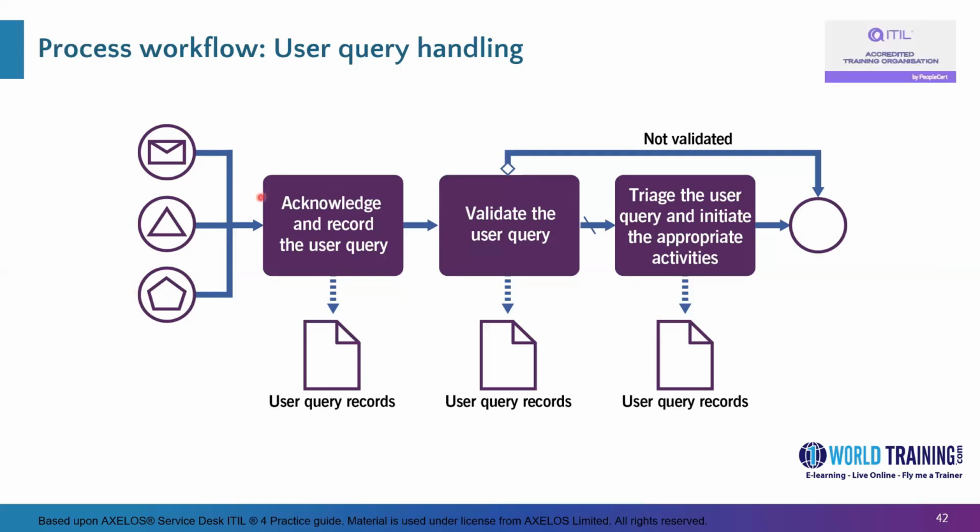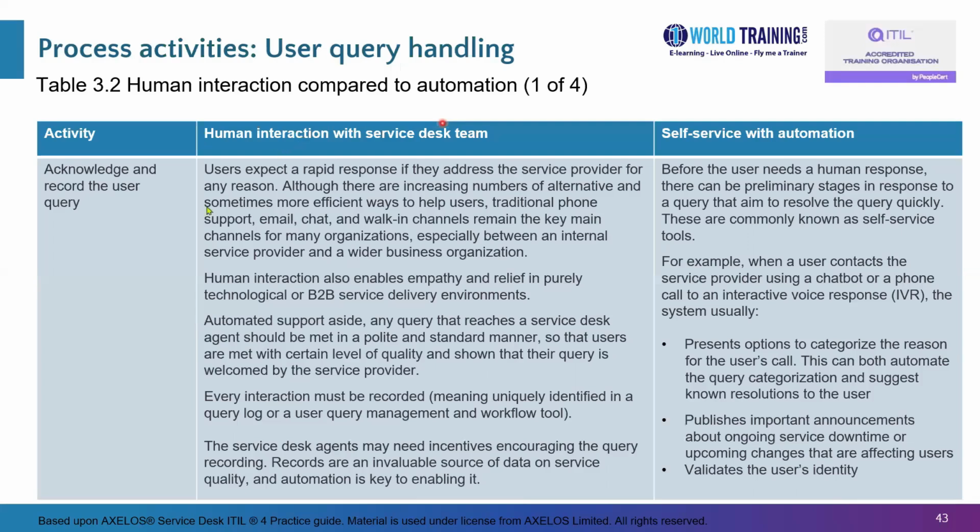So the first step is to acknowledge and record the query, where the record is created or logged. Then the query is validated. We will see what that means. If it's not possible to validate, the process ends here. Otherwise, the query is triaged, and the appropriate activities based on the query are initiated. Throughout this process, the user query record is updated. So what do these really mean?